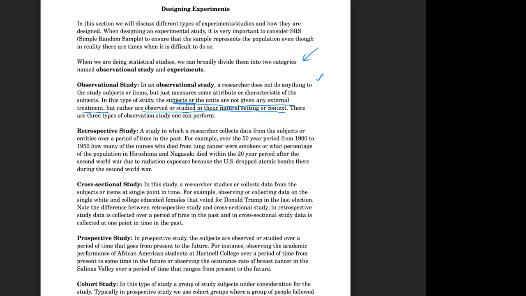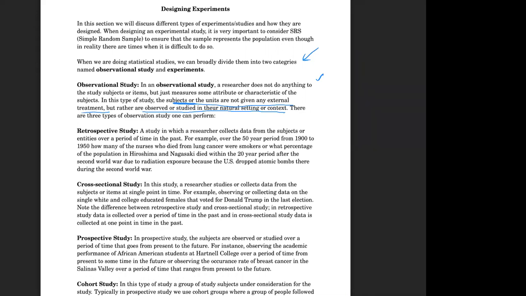If there are five cars in a parking lot, you just collect data on the 5 cars. You are not doing anything to them. If there are 5 people chatting and talking, conversing, you just collect data from them. You are not doing anything to them. You take their natural setting and then collect data or observe or study them.